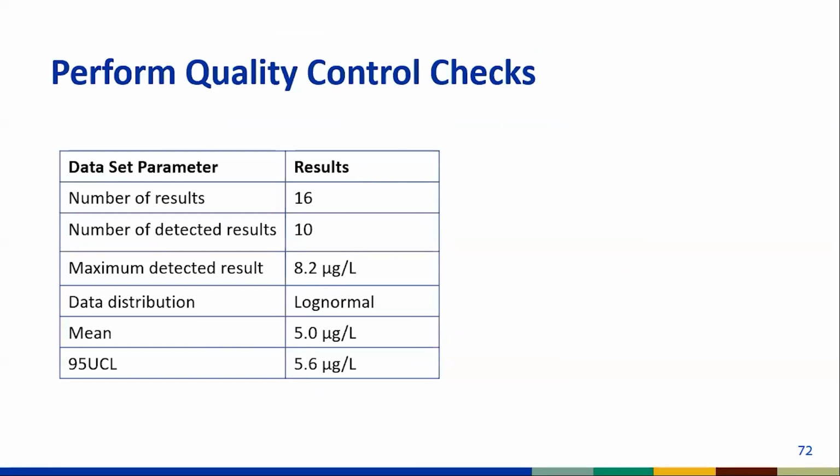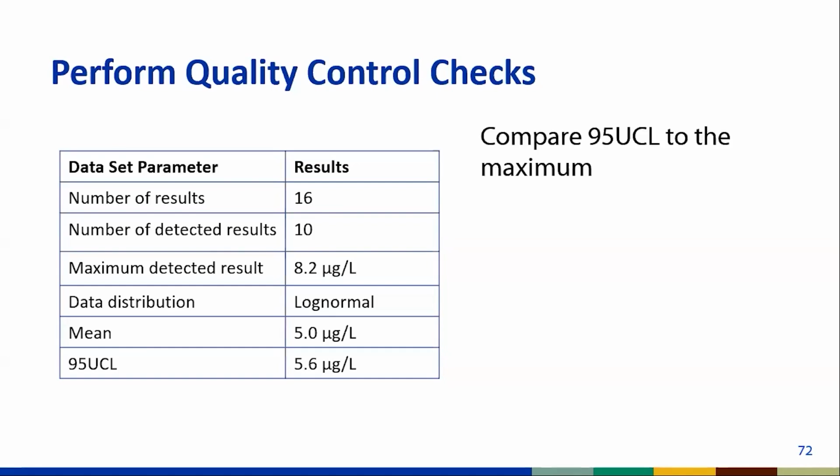The next step is to perform a series of quality control checks to confirm that the calculated EPC, or 95 UCL in this example, is appropriate to use. ATSDR's EPC tool runs these checks automatically. If the calculated EPC fails any of the checks, a quality control flag appears on the results summary page. In this case study example, the health assessor didn't see any flags in the EPC tool, but let's manually check to be sure. The table on this slide shows the same statistics that I just stepped through.